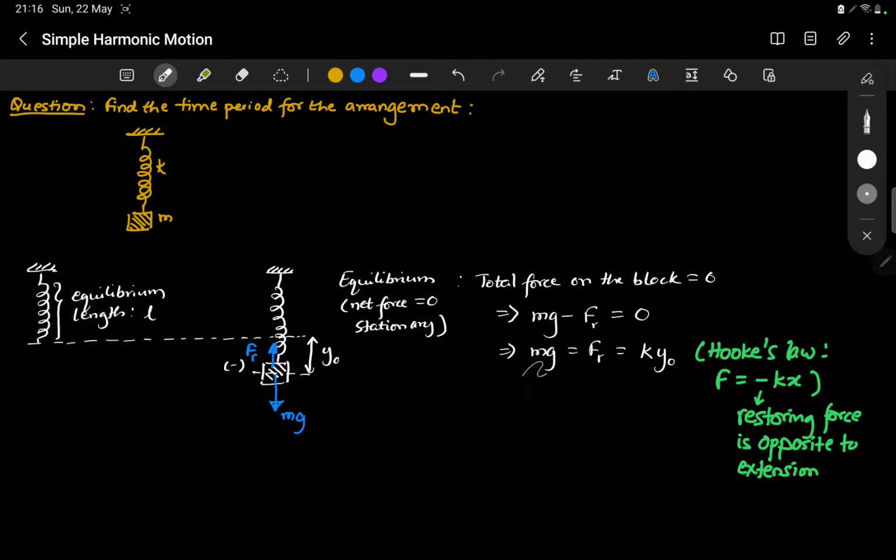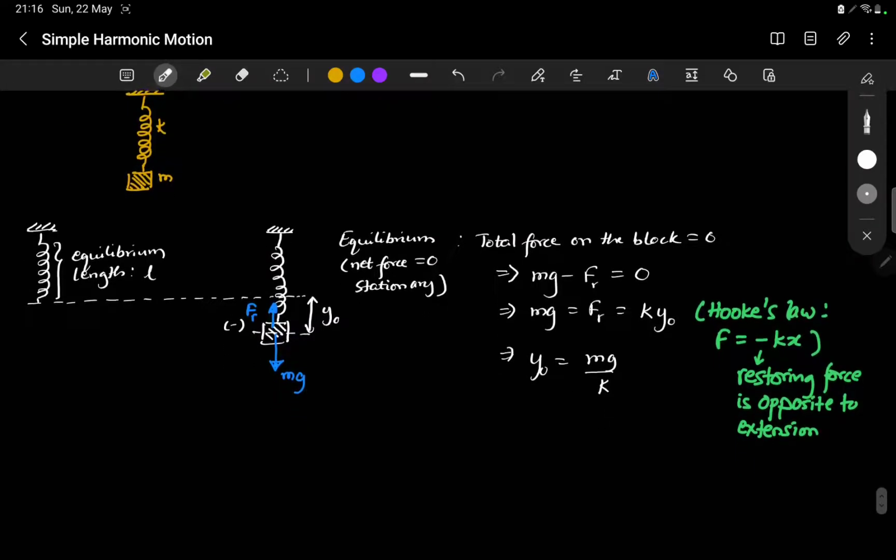So we get the expression for y naught. y naught is nothing but mg over k. So this is the extension for equilibrium. Remember that we have still not displaced the block by some x displacement. This is still all in equilibrium, and everything is stationary over here.